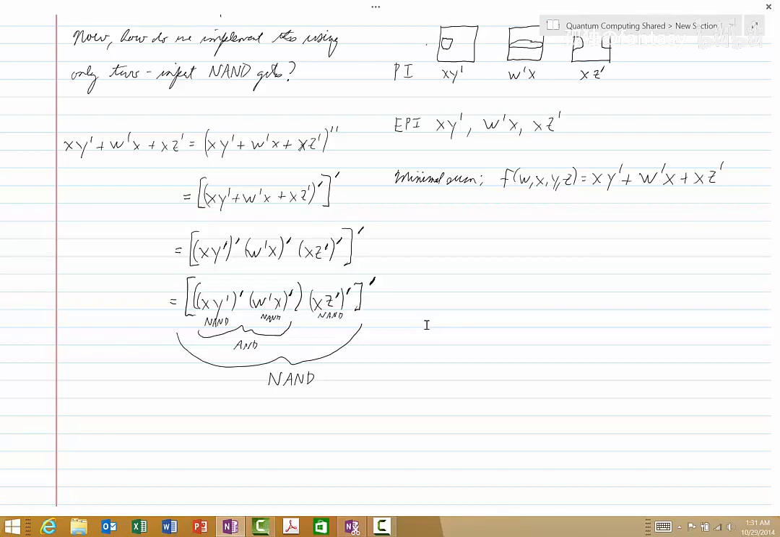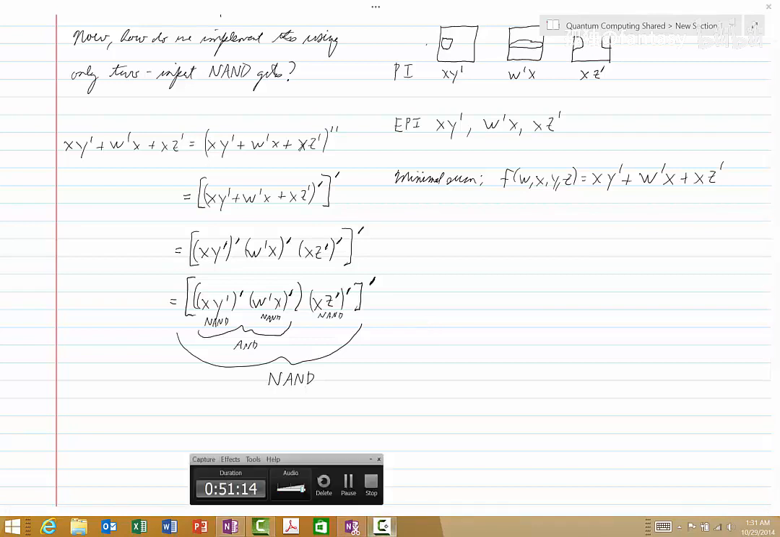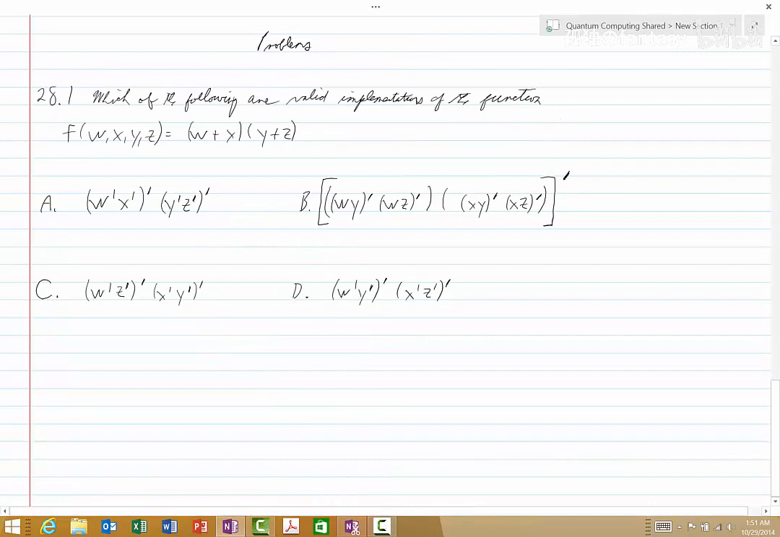So now let's look at some problems. We'll have one in-class problem on this idea. The question is, which of the following are valid implementations of the function f of wxyz equals w or x ANDed with y or z? These are the four choices. I'll give you a hint that more than one of these is correct. So you should circle all of them that are valid implementations.